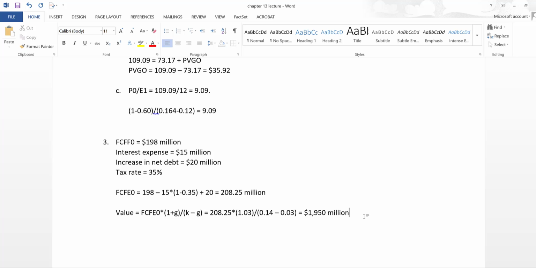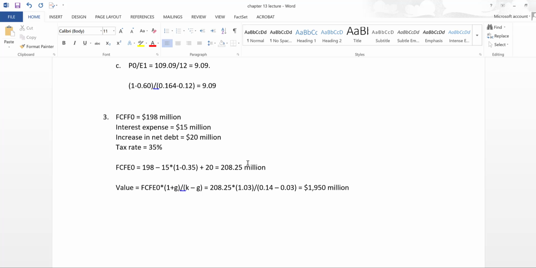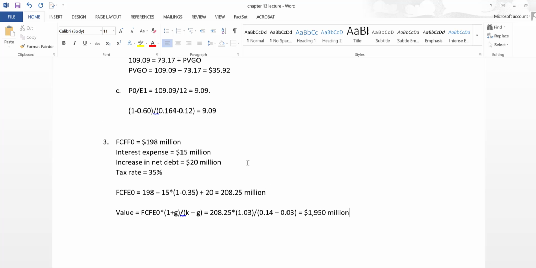If you have the number of shares, you can simply divide by however many shares are outstanding to get the per share value. So if, let's say, there are 100 million shares outstanding, you divide this by 100 and you get the price as $19.50 per share. As I've said before, this FCFE based calculation is very similar to the dividend discount model. Instead of discounting dividends, you are discounting the free cash flows in this case, but the basic concept remains the same.